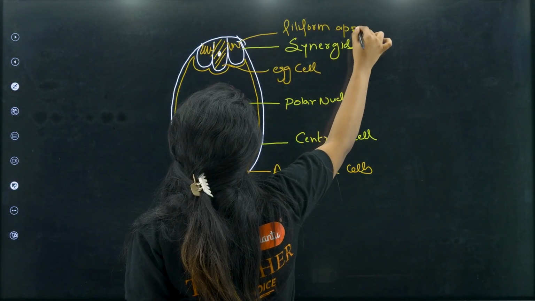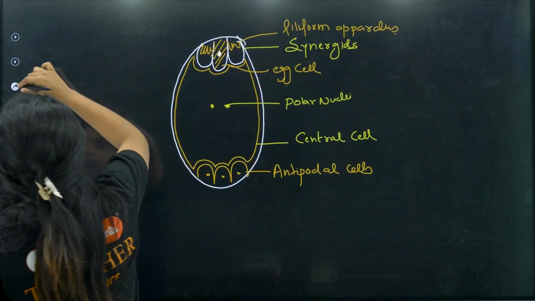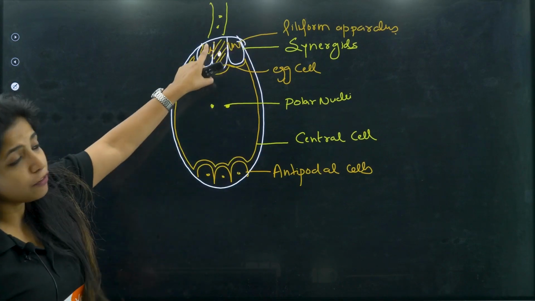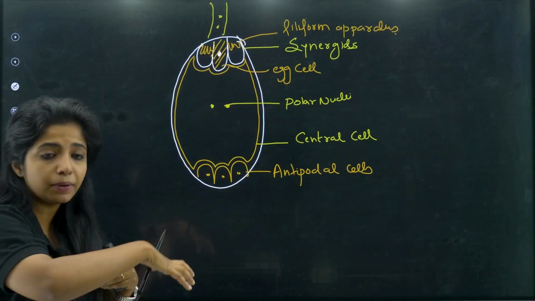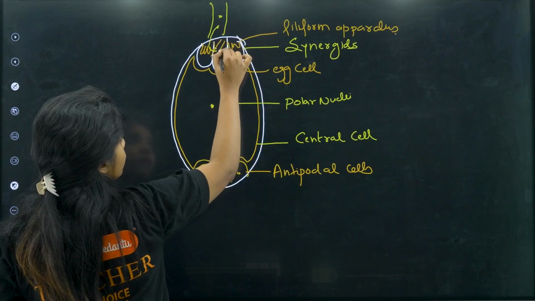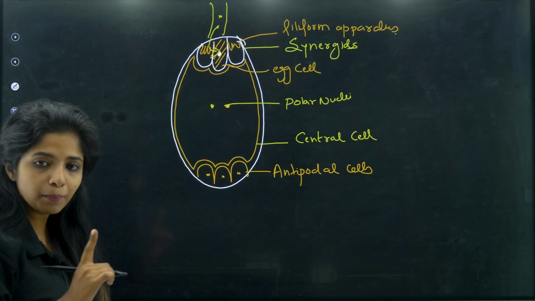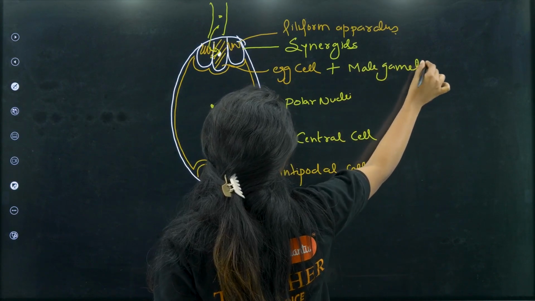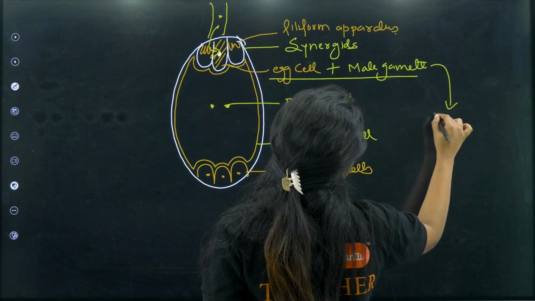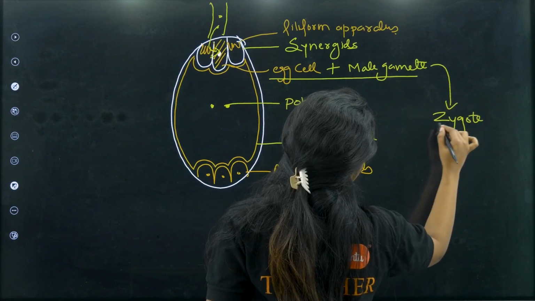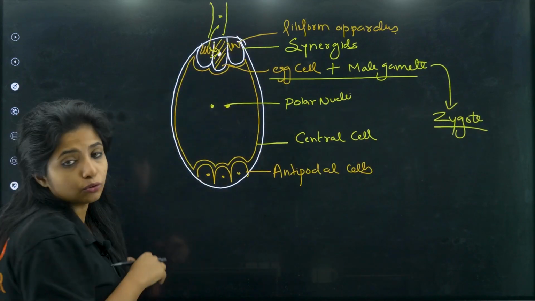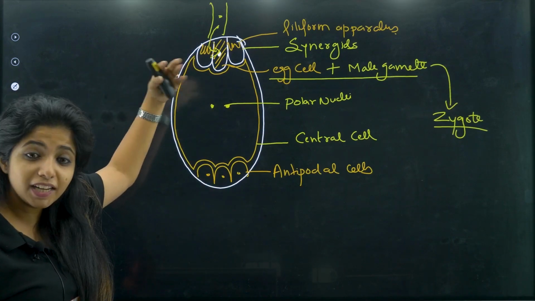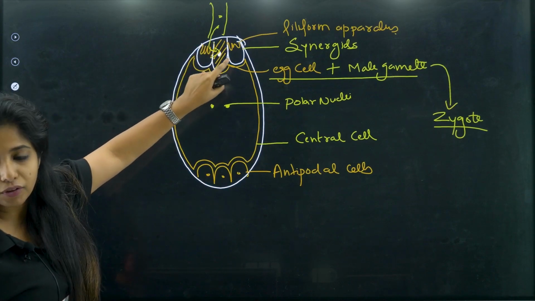Once the pollen tube carrying the male gamete comes, the filiform apparatus helps guide the male gamete to go and fuse with the egg cell. One male gamete comes and fuses with the egg cell, and this product is known as the zygote. Once the pollen tube enters, your synergids degenerate. The synergids are the good friends you have over there; they die for the egg cell.